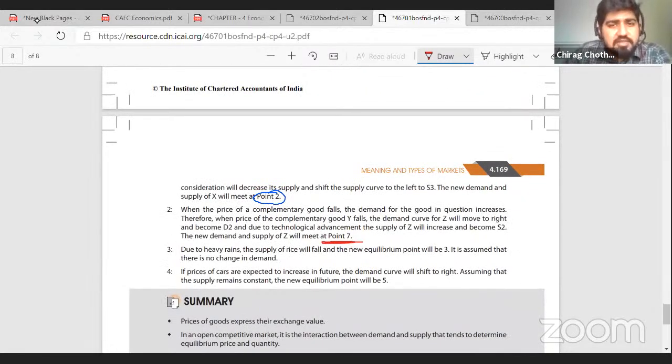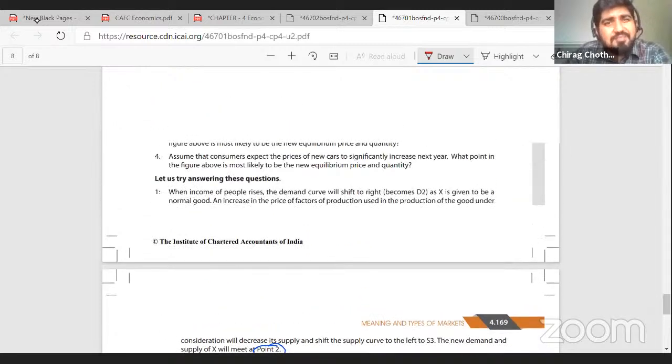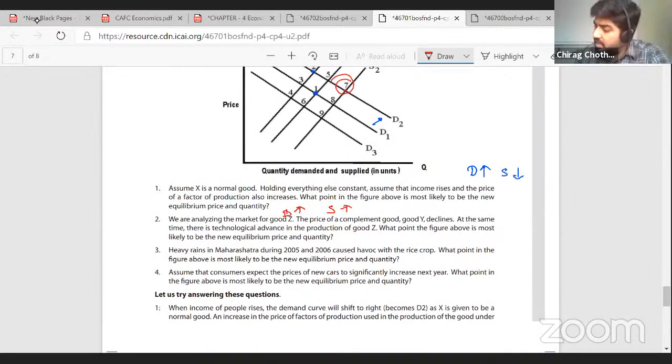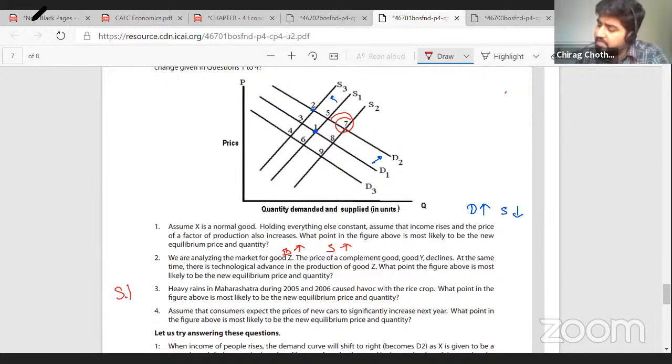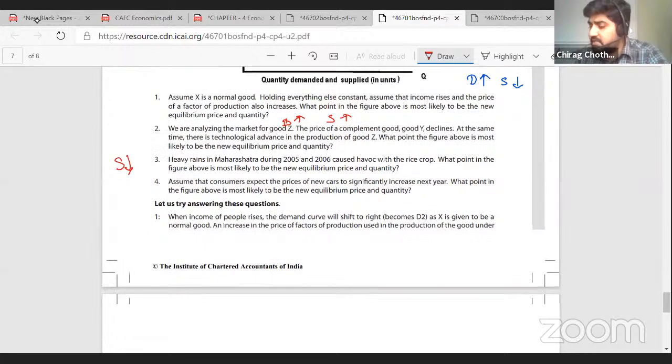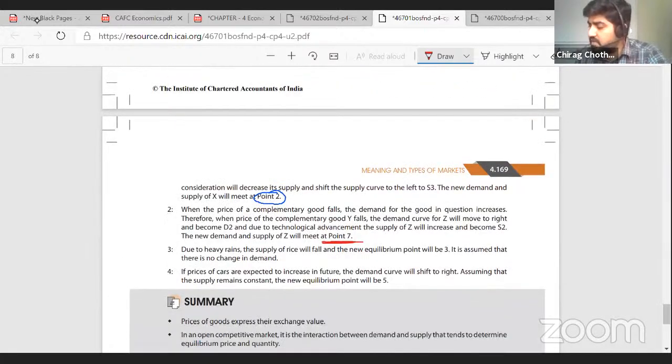So I hope students you are very clear in how do we solve these questions. Let me complete this set of questions for you. Heavy rains in Maharashtra caused havoc with the rice crop. What point? Havoc with the rice crop means supply will be less. That's it. No effect on demand, right? So if we are having same demand D1, but if supply decreases to S3. So S3 means point 3 would be there. D1 and S3. Let me see if my answer is correct. Yes, point number 3. That is the correct answer.